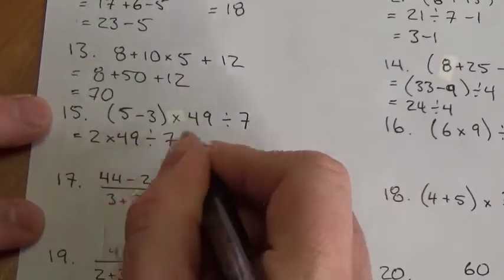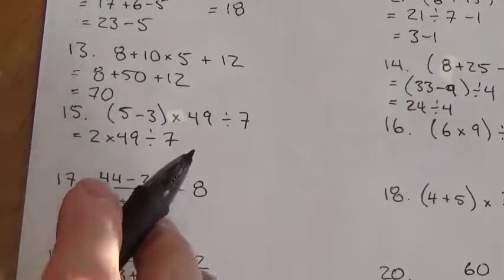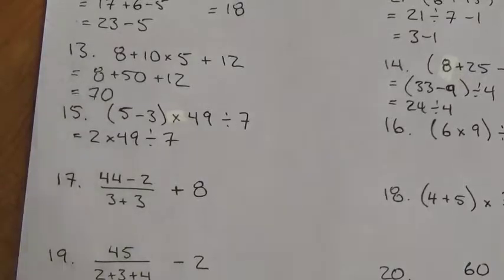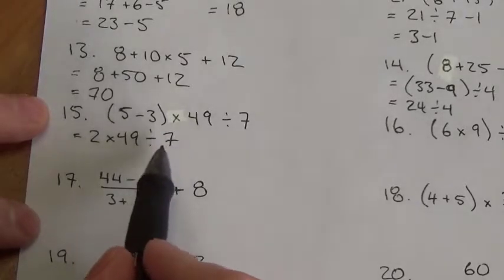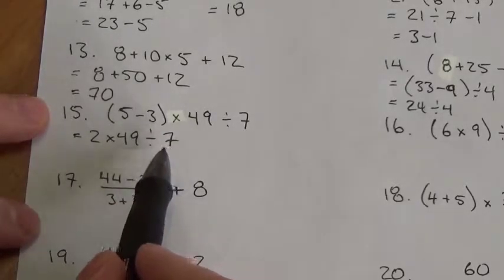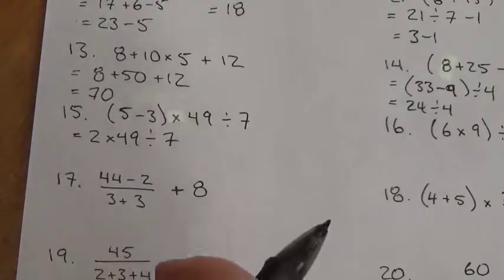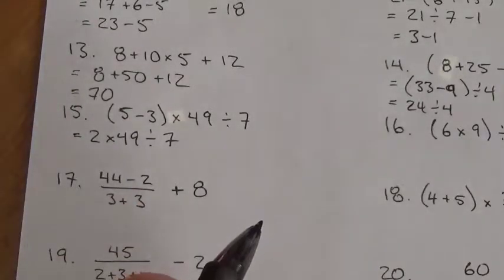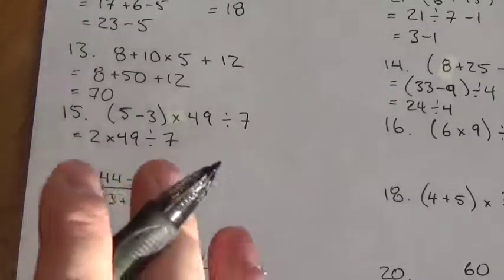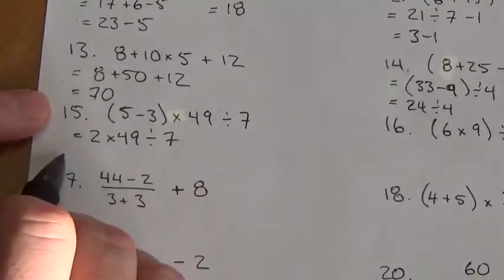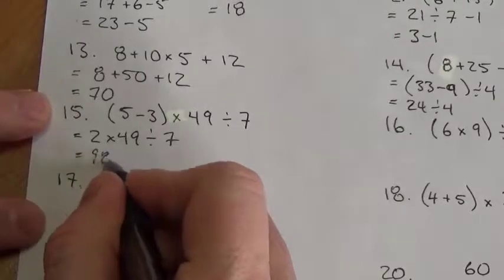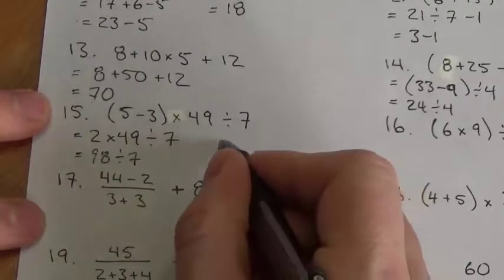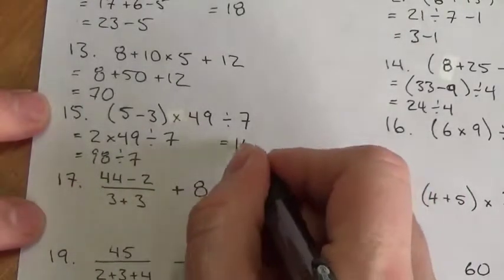times 49 divided by 7. So now I've got multiplication and division. And when I do that, order becomes a little important. Unless I'm willing to change that to multiplied by 1 over 7, multiplied by the reciprocal, so that's multiplication, and then order doesn't matter for multiplication. If you're going to leave that as division, then you really should go left to right here. So 2 times 49 is 98 divided by 7, and 98 divided by 7 is 14.